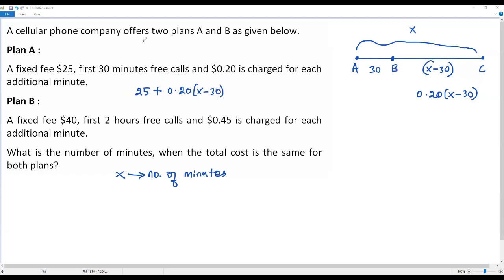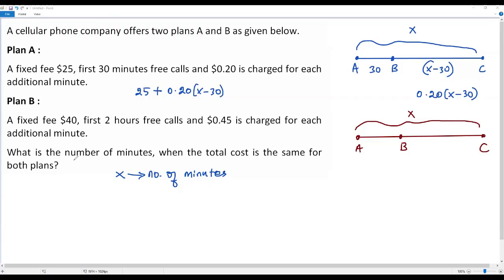So the same thing we have to do for plan B as well. So for that, again we have to draw a line over here. Let me mark the points on this line. Let me say this is A, and this is point B, and this is point C, and the total length of this line segment AC represents the X minutes, and the length of this line segment AB represents the first 2 hours where the calls are free.